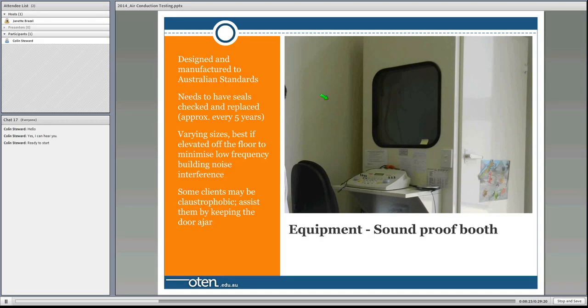Colin, have you ever experienced anyone with claustrophobia while testing? No, I've seen it a few times, and it doesn't affect the results too much just by opening the door. So always be aware that that can happen.